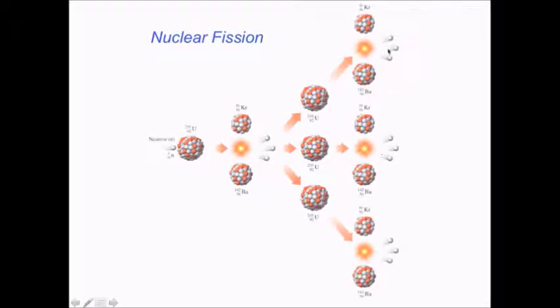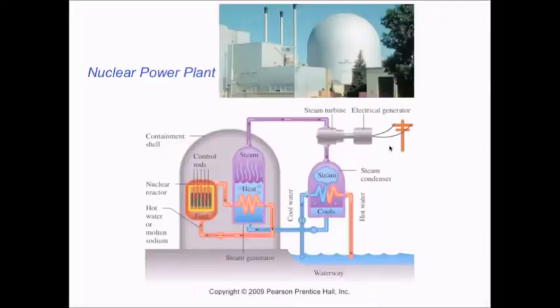So one way to slow the reaction down is to absorb these neutrons. And that's what happens in a nuclear power plant. Now, an atom bomb, you just let it go crazy until finally you reach that critical mass where so many are decaying at the same moment, you have an explosion.